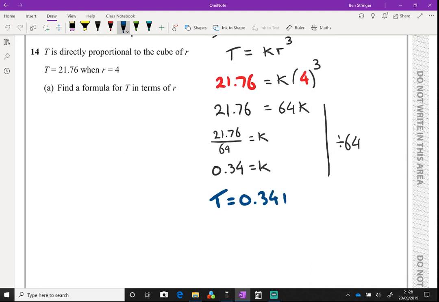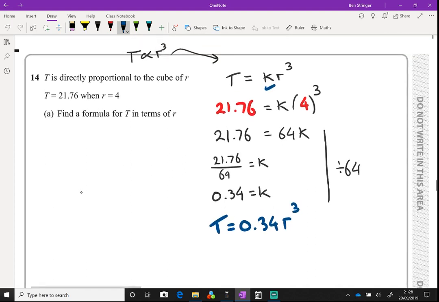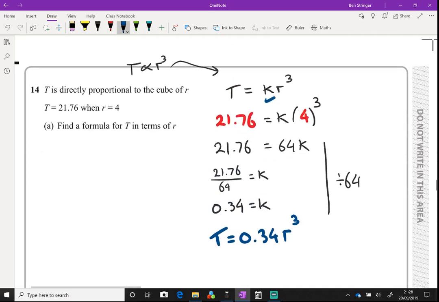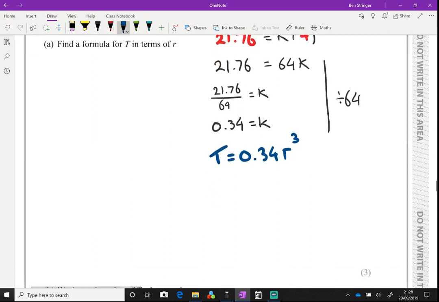T equals 0.34 times R cubed. So we found that. If you can't write this statement though, you're already losing the battle. So just remember when it says directly proportional, it's your constant times, say, R cubed here. If it was the cube root of R, you'd write the cube root of R. If it's inversely proportional, it's K over R cubed. You just have a fraction instead.